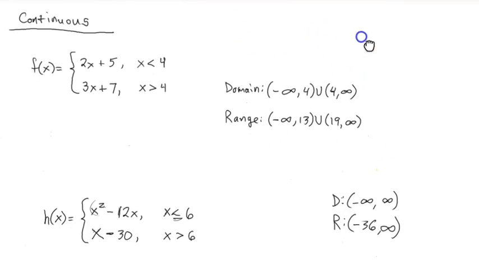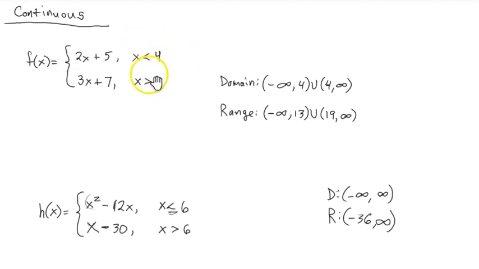So here on this first one, which we did previously, the transition value is 4. But the problem is that 4 is not included in the domain. Because the domain does not include 4, this piecewise function is not continuous. So we're just going to say right away, not continuous, because the domain is not continuous.